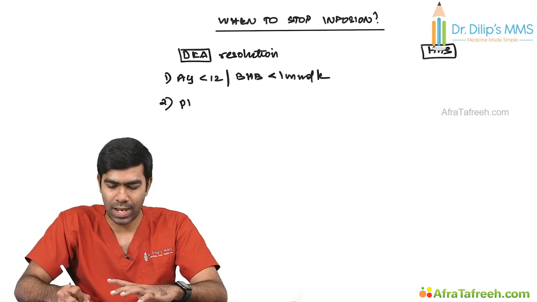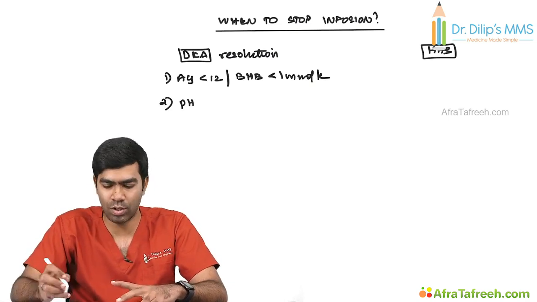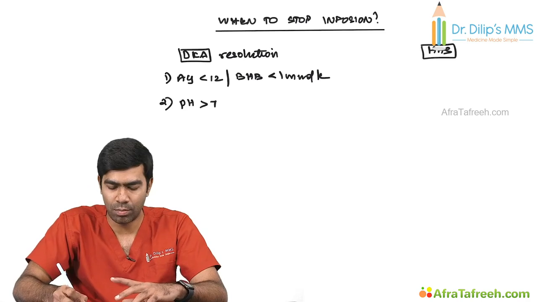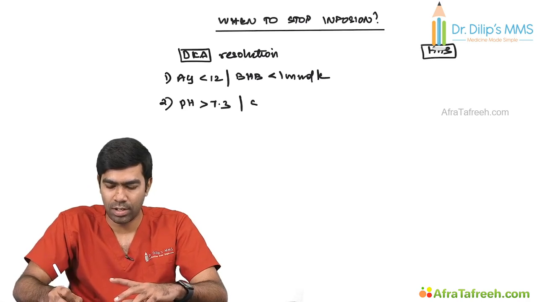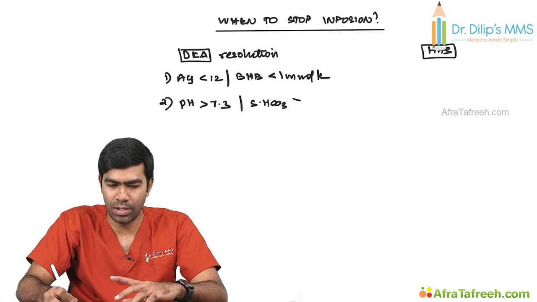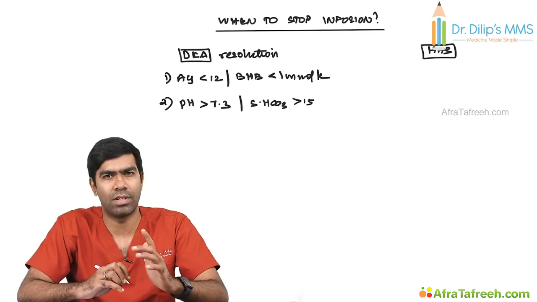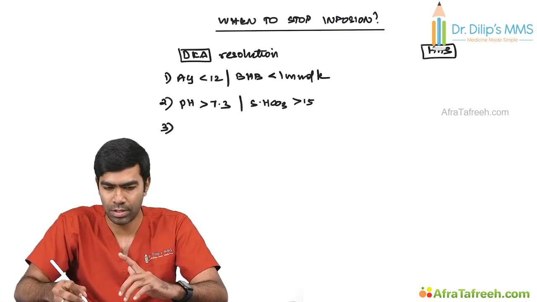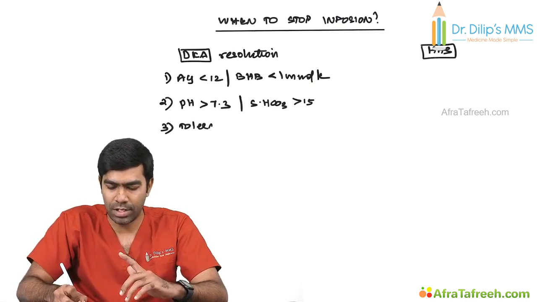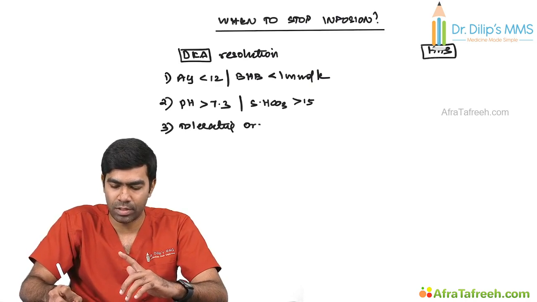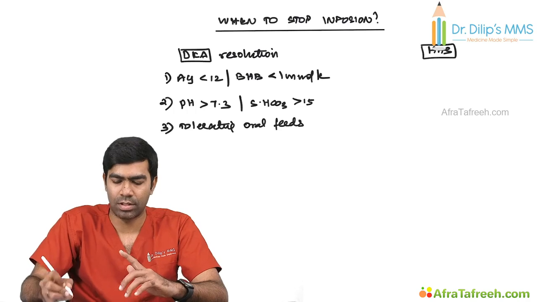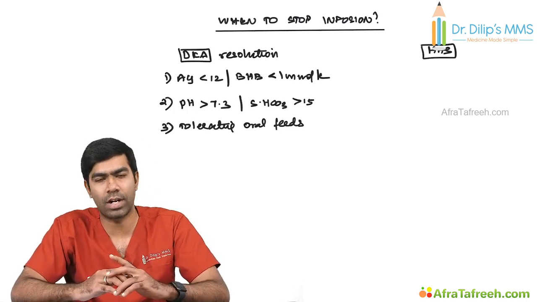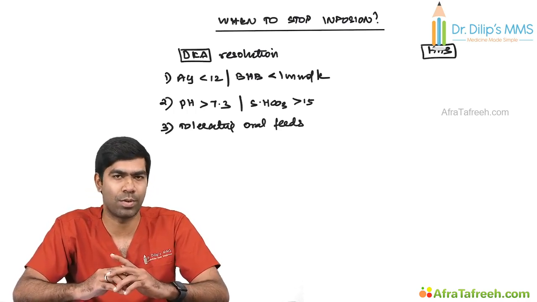Second, your acidosis should be resolved. Not only the ketosis, acidosis also should be resolved. pH should be more than 7.3 or equivalent serum bicarbonate should be more than 15. If you do venous pH and venous bicarbonate, it's more than enough. No need to do an ABG. And third, the patient should be tolerating oral feeds. Then you can start with subcutaneous insulin. Otherwise, you have to continue the insulin infusion along with dextrose to prevent hypoglycemia.